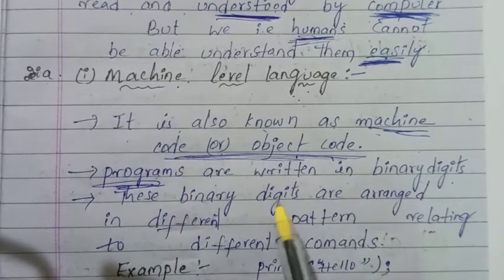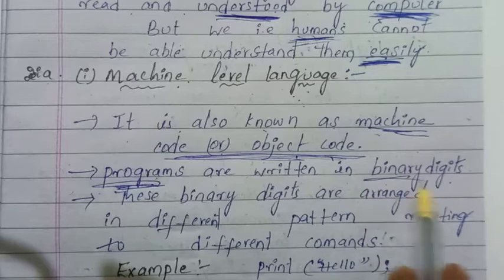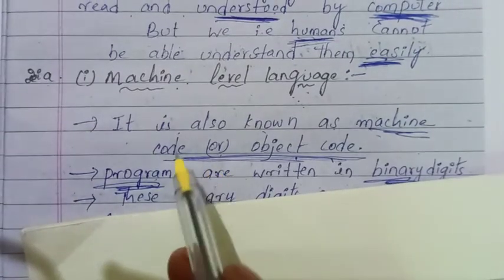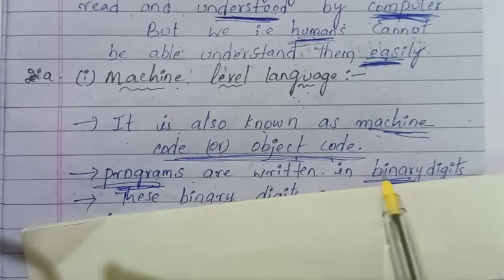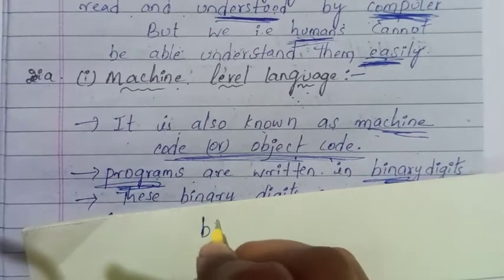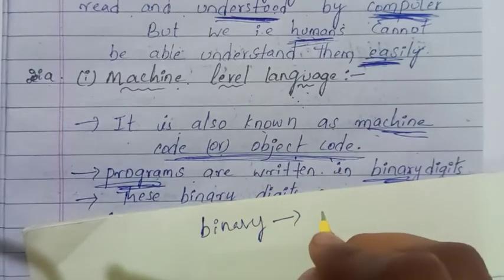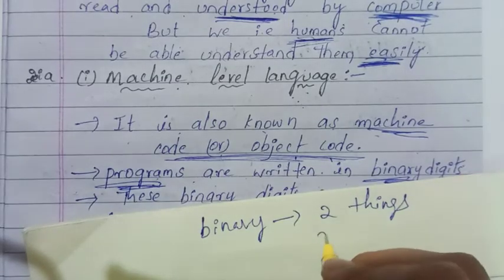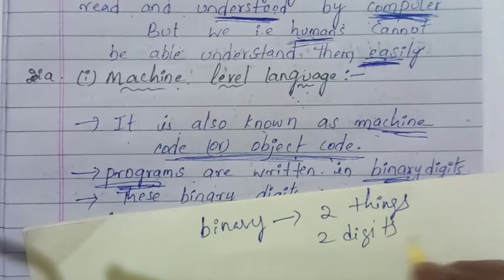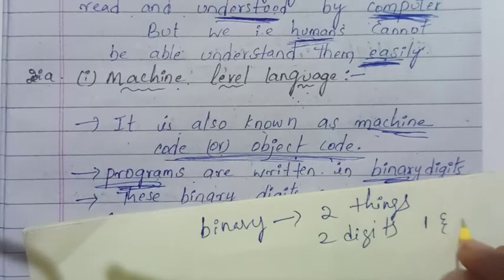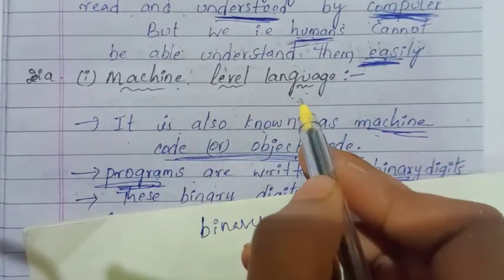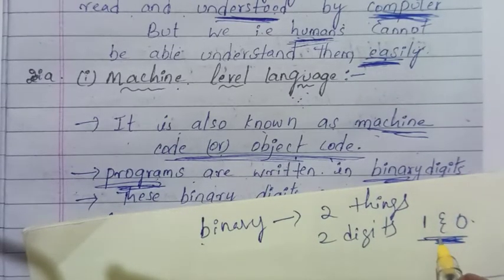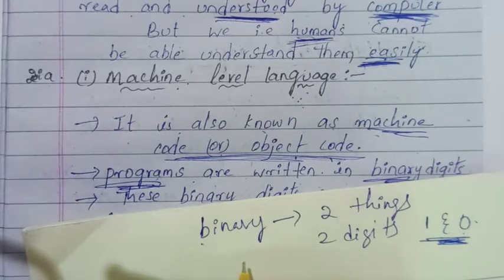So in machine level language, programs, or the set of instructions, are written in binary digits. What is meant by binary? Binary means involving two things, and binary digits means two digits. And what are those digits? 1 and 0.